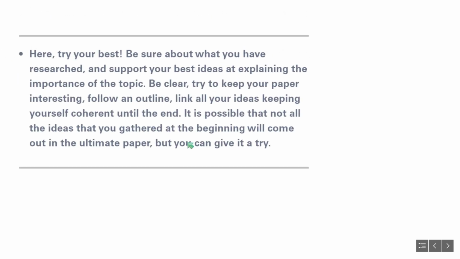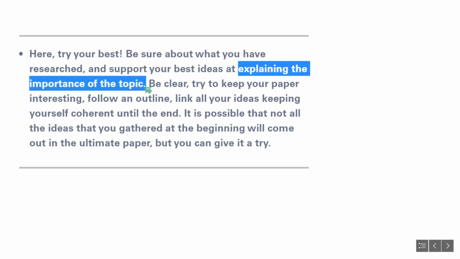Try to do your best. Be sure about what you have researched and support your best ideas at explaining the importance of the topic. This is going to be catchy. If you explain your ideas correctly, your document is going to be really successful.